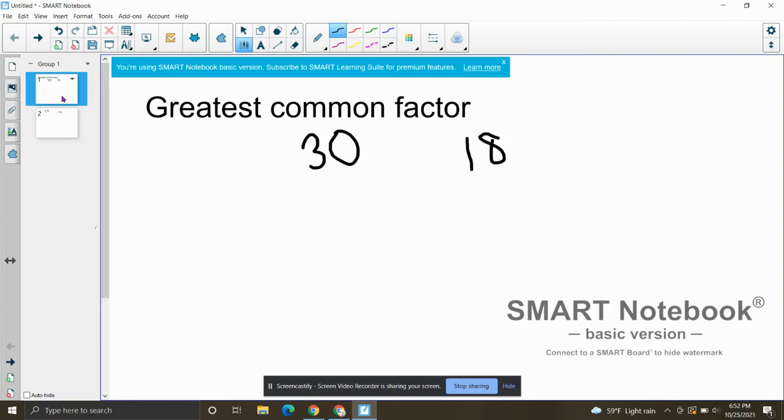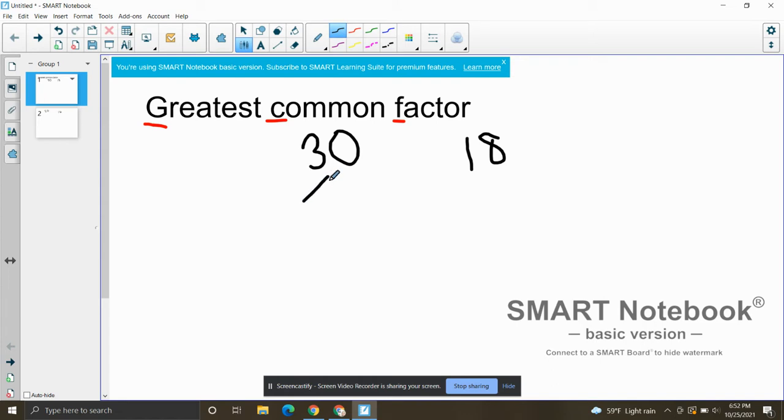All right, so in this video, we're gonna review how to find the greatest common factor, or better known as the GCF, greatest common factor. So what we learned today is that a factor is a number that multiplies with another number to create a product. So 30 is our product. We're gonna break it down to find the different factors that go into 30.